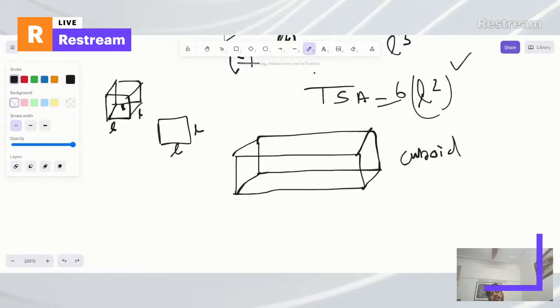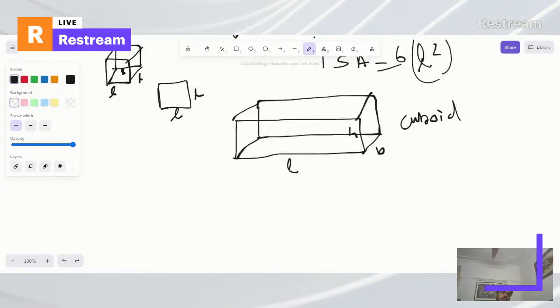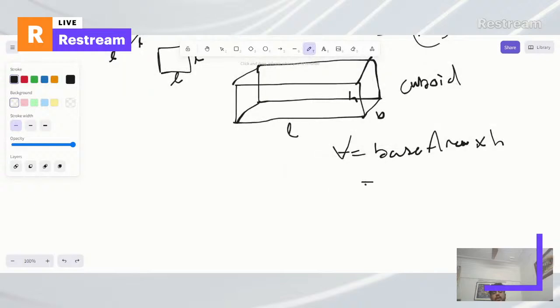Now let's say that this is the length, this is the height, and this is the breadth. If it comes to the volume, what are we going to do? The basic fundamental thing of a volume is to find out the base area of a figure and multiply it with the height. The base area would be this times this, the base rectangle, so it would be length times breadth times height. This becomes the formula for the volume.